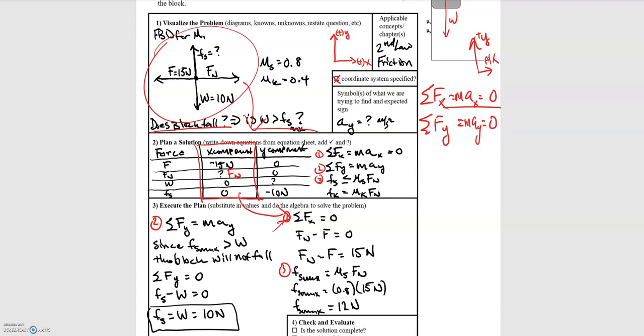From there, you can figure out the maximum static friction force, which is 12 newtons. And then you can figure out, well, what is the scenario? How much friction do I need for the block to not fall? So you're summing the forces in the y direction, setting it equal to 0, and determining what static frictional force I need so that the block does not fall. And you find that it's 10 newtons.